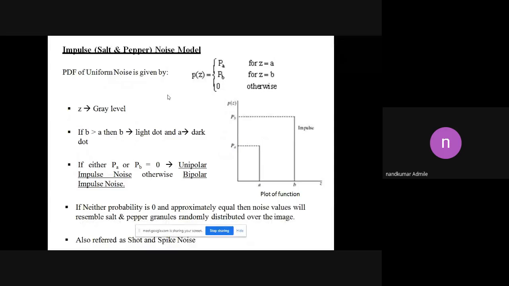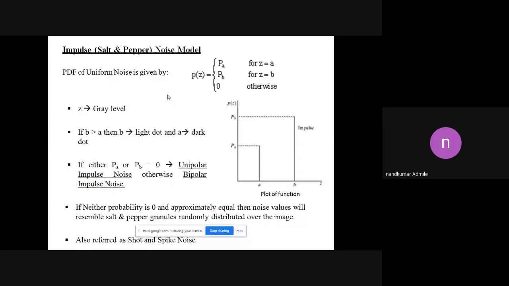Okay, so the next noise model is a very important one, called the salt and pepper noise model. What is a salt and pepper noise model? This noise we can easily identify in an image. If we observe our passport size photo, on that photo we can observe small black and small white dots. That noise is called salt and pepper noise.